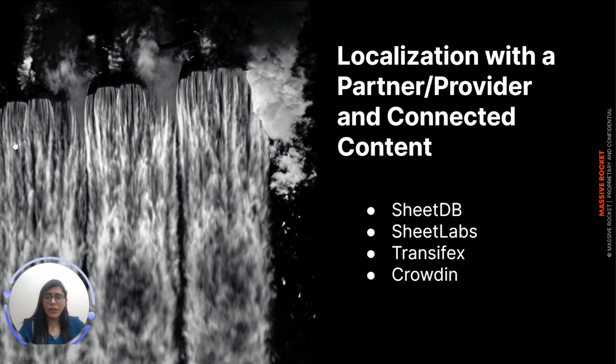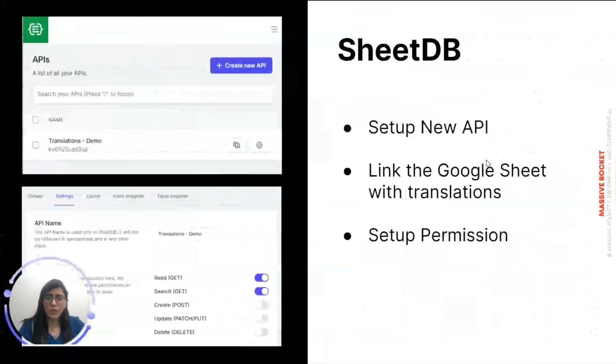So localization can also be achieved by a provider or the list of partners here. Let us take a quick look at SheetDB, which allows you to turn sheets into JSON API for easier access. All you need to do is link a Google Sheet and configure the settings and permissions within SheetDB, followed by a connected content call to SheetDB API using read or search options as desired.